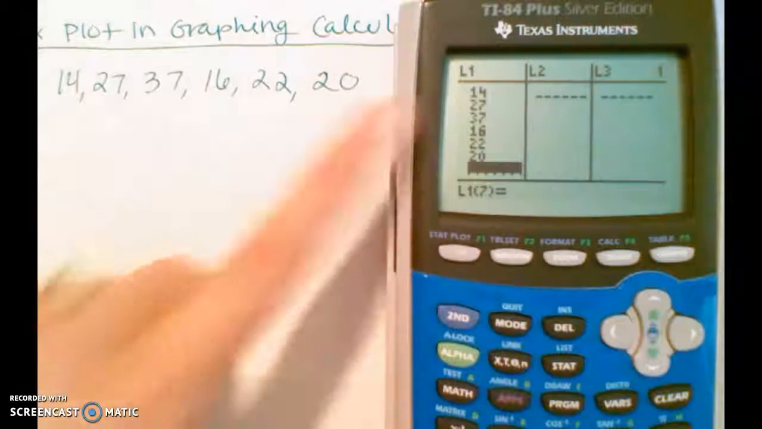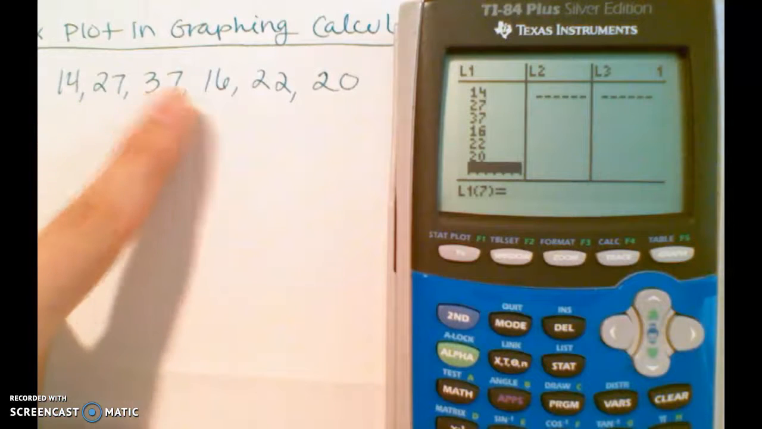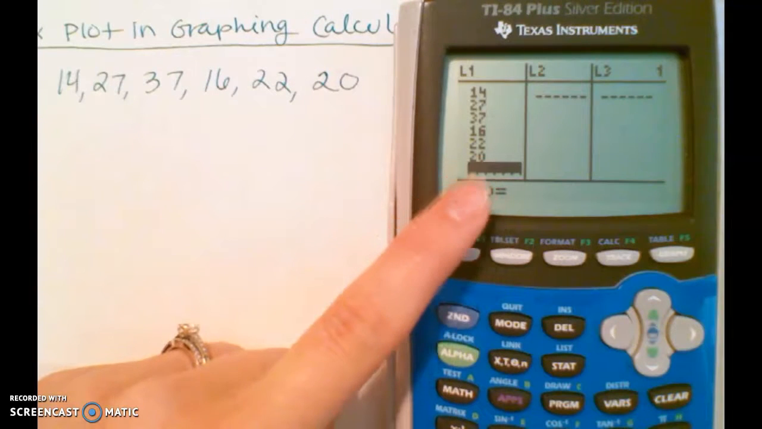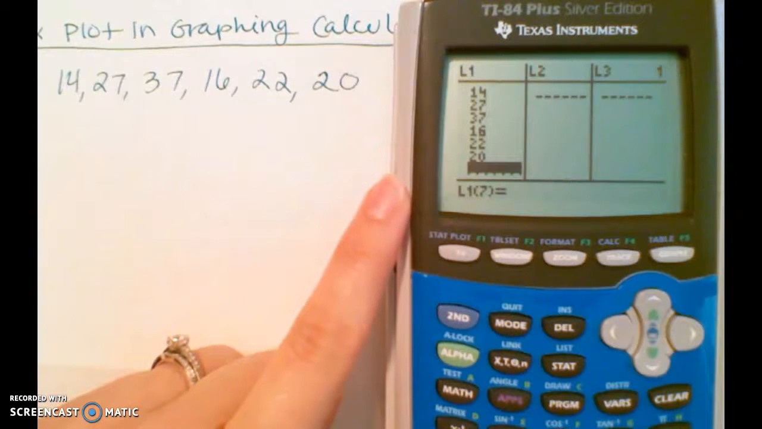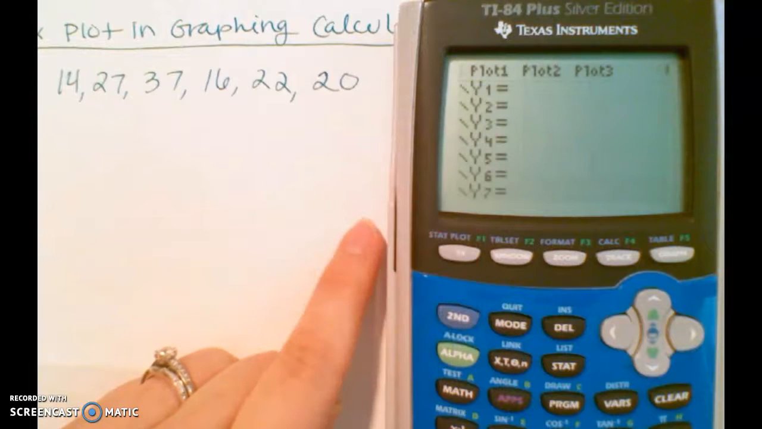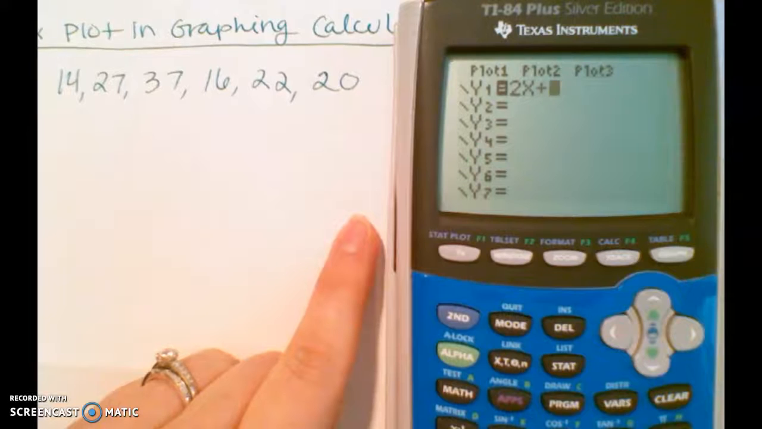Before moving on, make sure and double check your data and see if you typed it all in correctly. Alright, so I typed in all of my data. Now what we want to do is actually go and make the box plot for it. Well, first thing we need to do is press y equals. If there's anything typed in there, let's say it said 2x plus 3, we would need to clear it out. So if there's any function there already, go ahead and clear it.